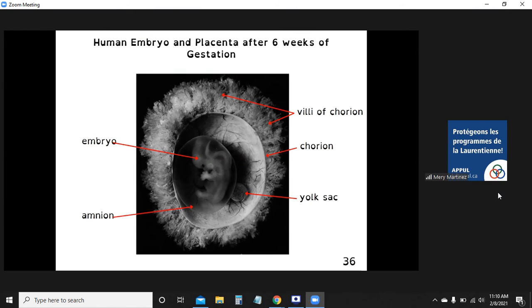So this is a 6 and a half week embryo. So it's about 50 days, right? And it's a human embryo. Okay, just to show this extraembryonic membrane.